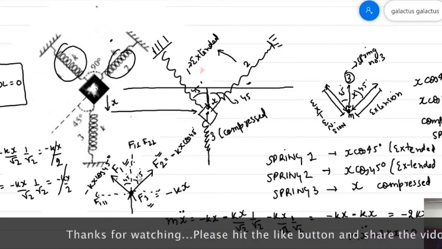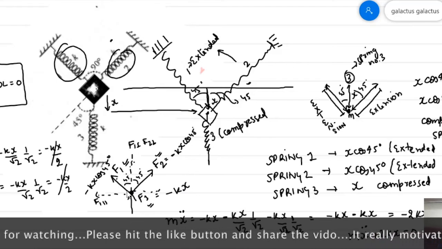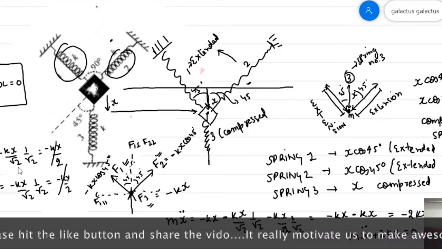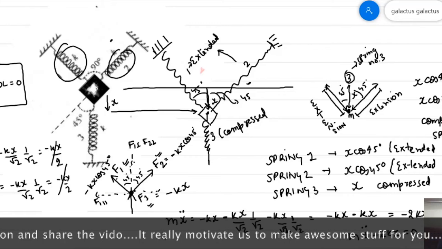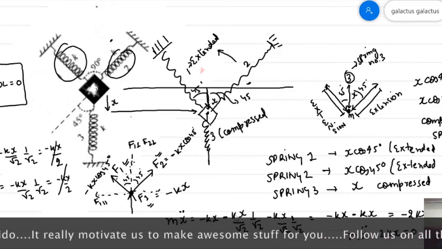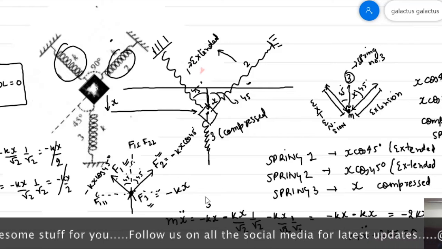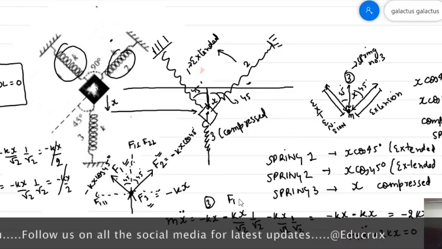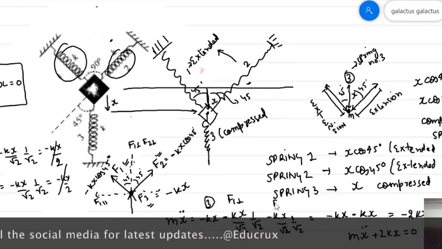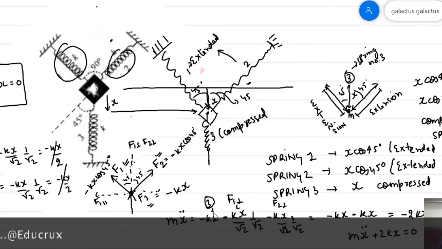So this is how we have resolved our forces, and we have calculated the final equation by adding up all the perpendicular components. This is due to spring number 3. This is the F1 perpendicular component, and this is the F2 perpendicular component, and I have added up these three forces, and this is my final equation of motion.